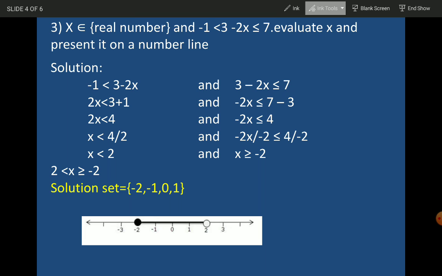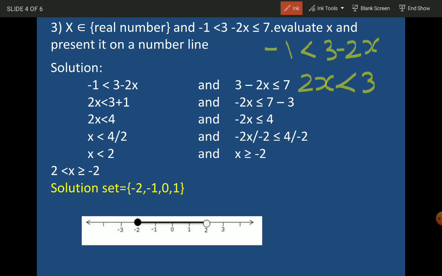See, in the first part, minus 1 less than 3 minus 2x. So we are transferring the x value to the left hand side and the constant value to the right hand side. So we are transferring minus 2x, and it changes to 2x. Then less than 3 is in the same place. Minus 1 is transferred to the other side, so plus 1.